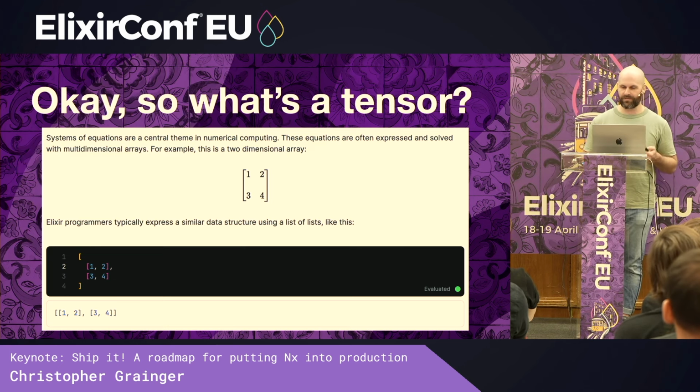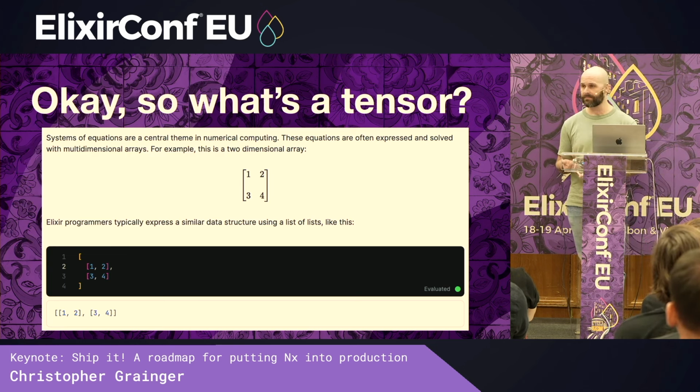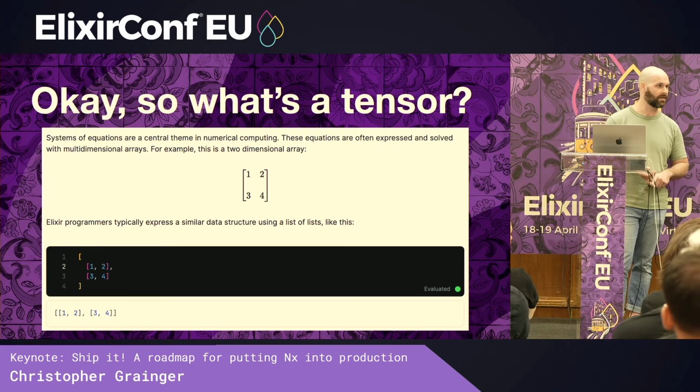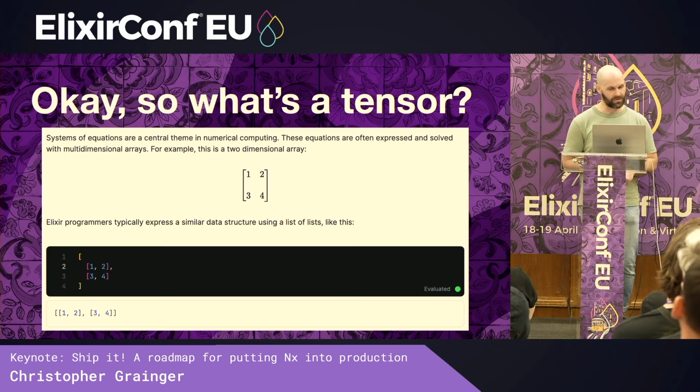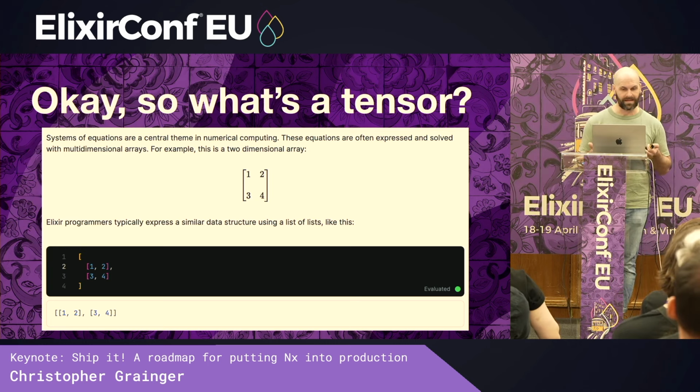This is fine for many of your typical functional programming applications, but it breaks down when you get into deep nesting and random access of those elements. Let's say I want to just grab the four. Well, with Enum, I have to map over everything else to get to that four, right? And that's costly. So what a tensor provides for us is a multidimensional array with a predetermined shape and type that allows us that random access and allows us speed.